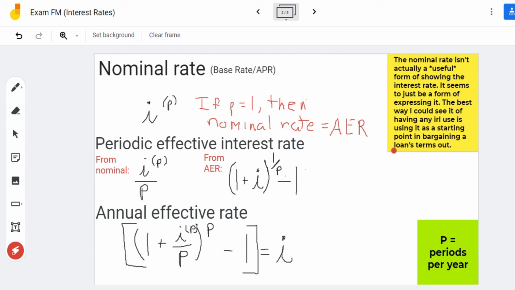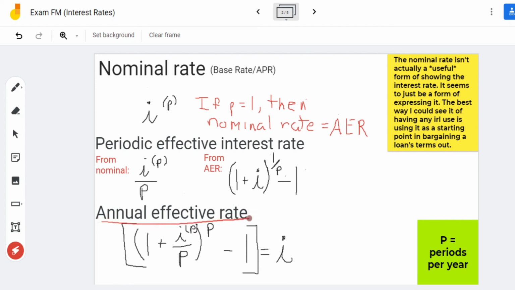And he says, all right, I'm giving you a loan. It's going to be 5% interest per year. And you say, man, can I pay that like monthly instead? He's not going to go out of his way to try and change it to the annual effective interest rate, which is the useful one.